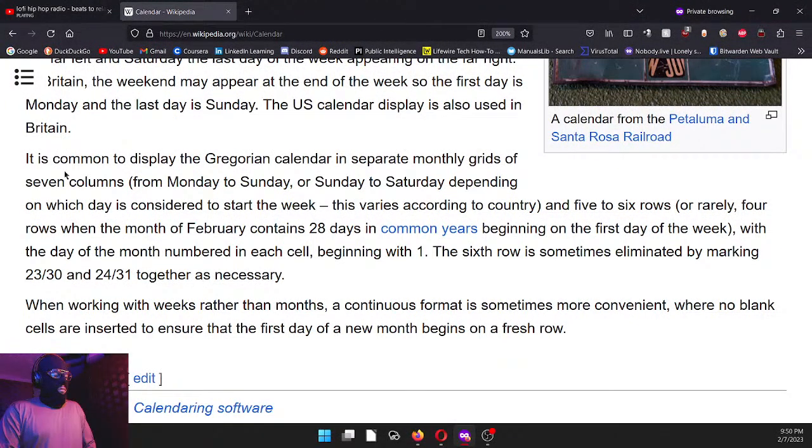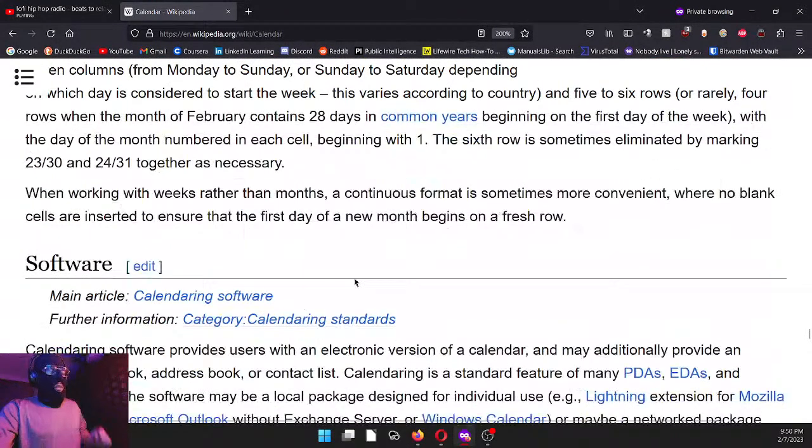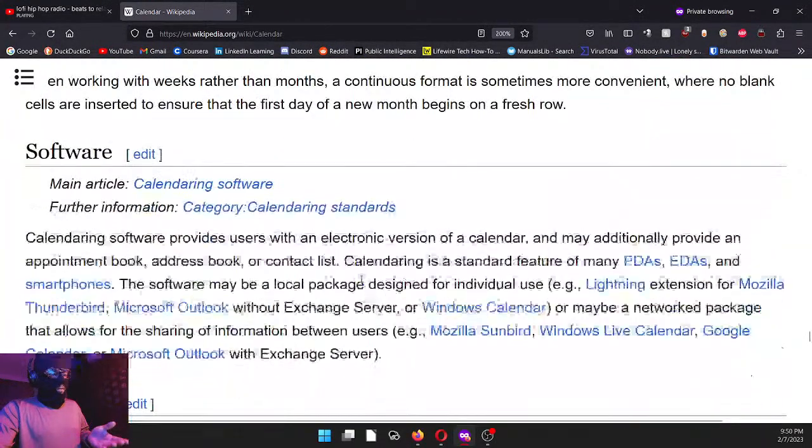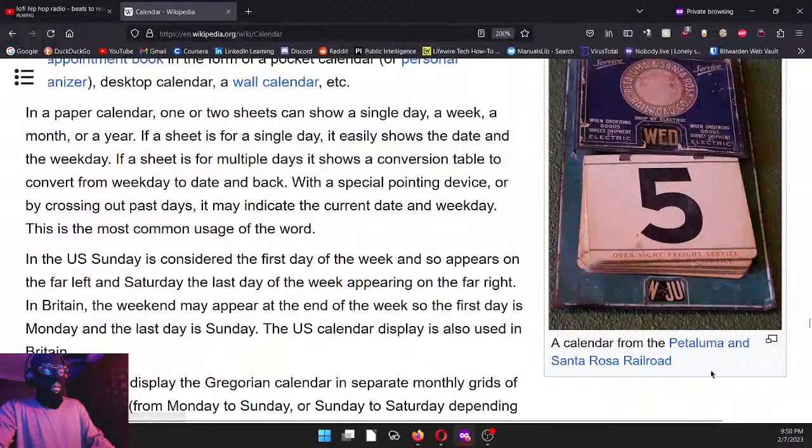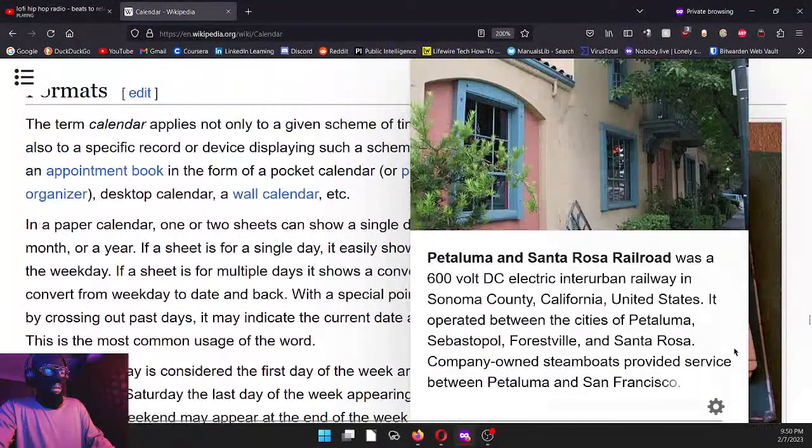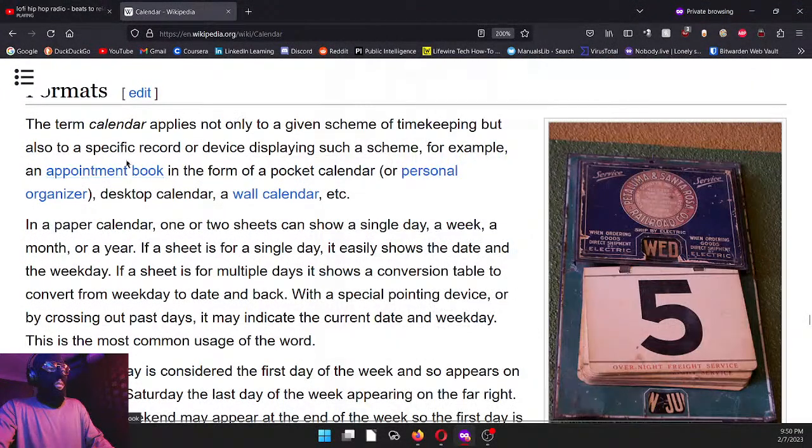When working with weeks rather than months, a continuous format is sometimes more convenient, where no blank cells are inserted to ensure the first day of a new month begins on a fresh row. A calendar from the Petaluma and Santa Rosa Railroad. Okay. Sonoma County, California, United States. Interesting.